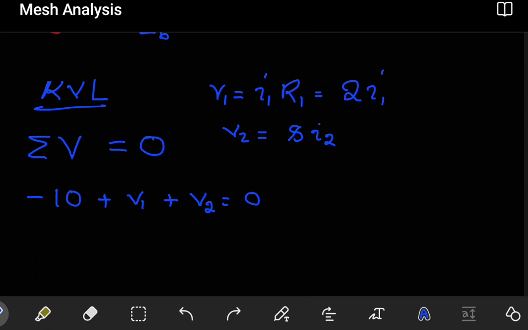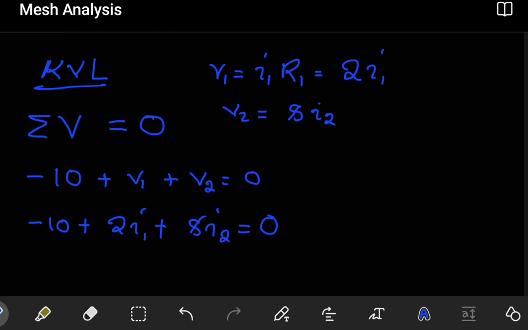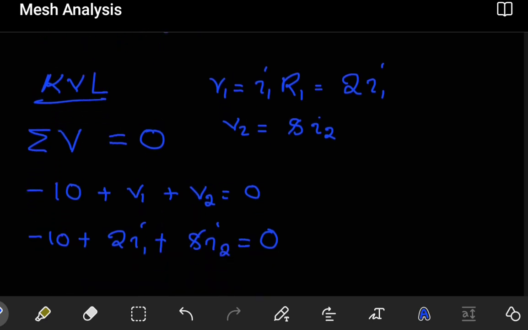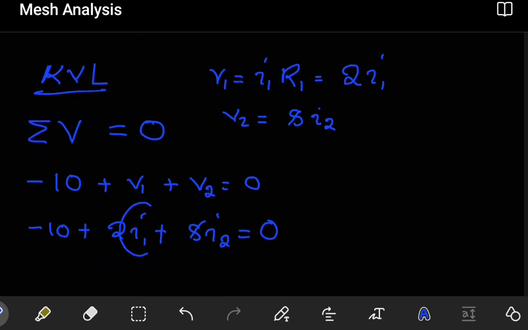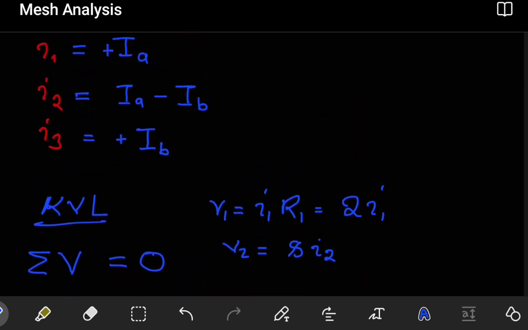With this done, I can substitute. I now have 10 plus, where there's V1, I'll put 2I1, plus where there's V2, I'll put 8I2, is equal to 0. But I don't want to deal with the individual currents. For this example, you can actually deal with the individual currents and find them easily. But I want to relate this to the idea of mesh currents so that it will be easy for you to employ it when you deal with more complex setups. So I now use the relationships between the individual currents and the mesh currents that we came up with earlier on.